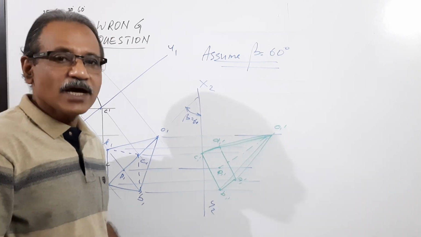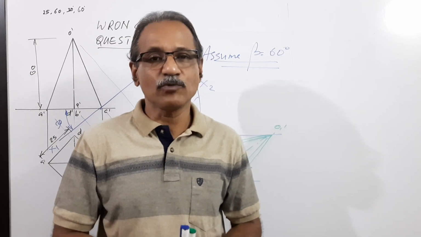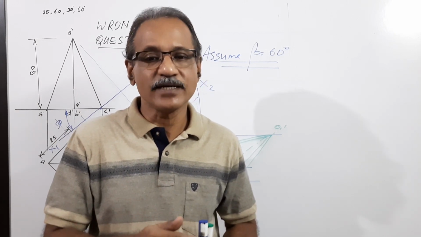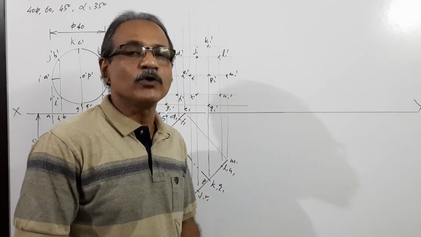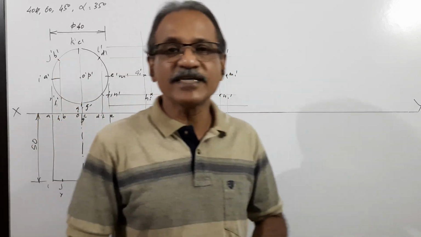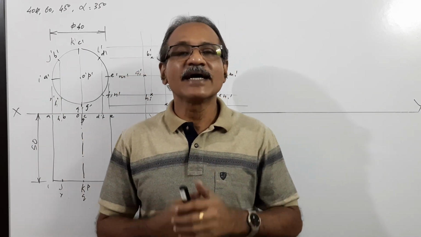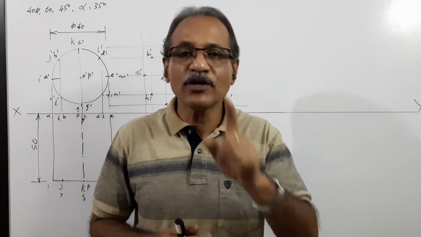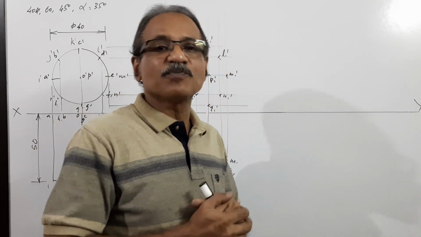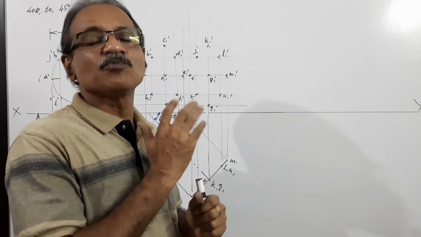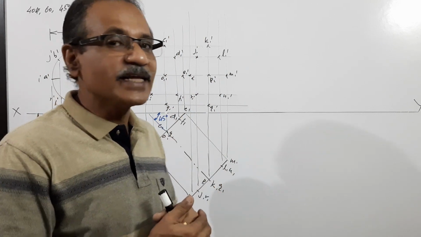Agreed? Now we will do the second question, the second question in the second module. It's a cylinder. The question says a cylinder 40 mm diameter, 50 mm axis length rests on VP on a point of its base circle with the axis making 45 degrees to VP.